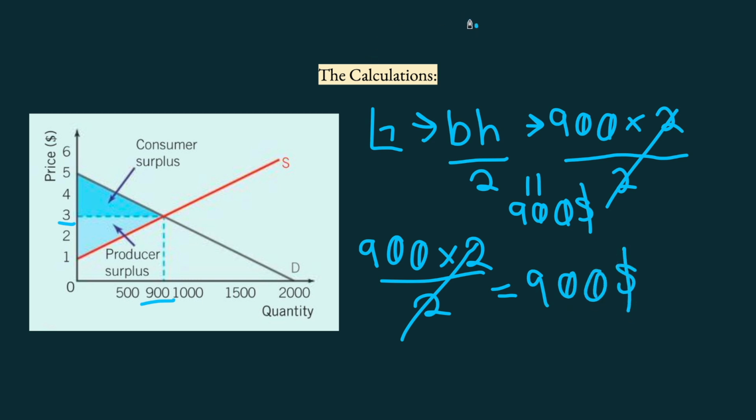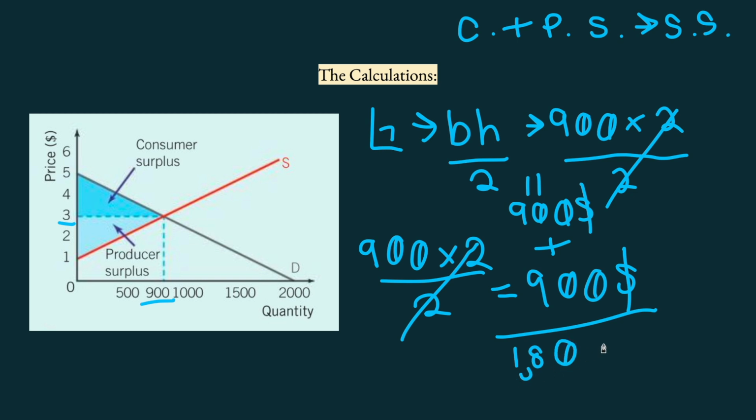And as we said before, consumer plus producer surpluses are going to be equal to social surplus. So now we just have to add them together. 900 plus 900 is going to equal $1,800. And that is literally it. That is all the calculations you would have to do if you're asked for this on a paper 3. And that's going to be it for this unit topic of 2.5 market equilibrium.